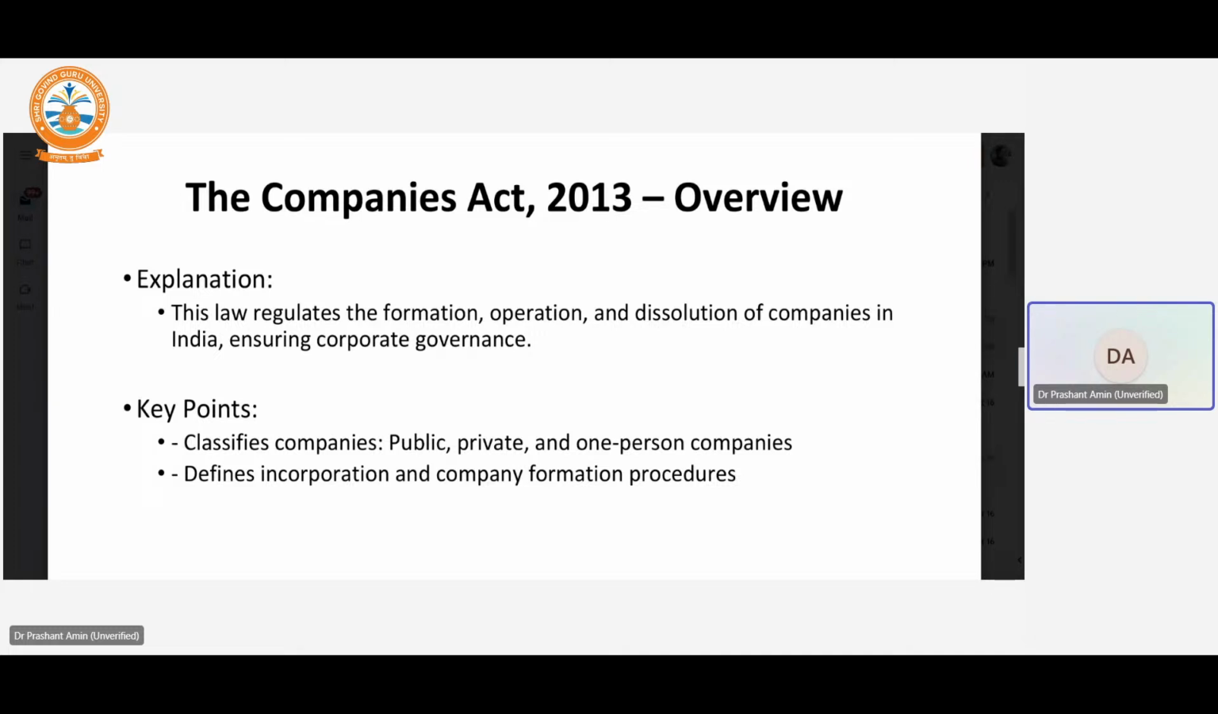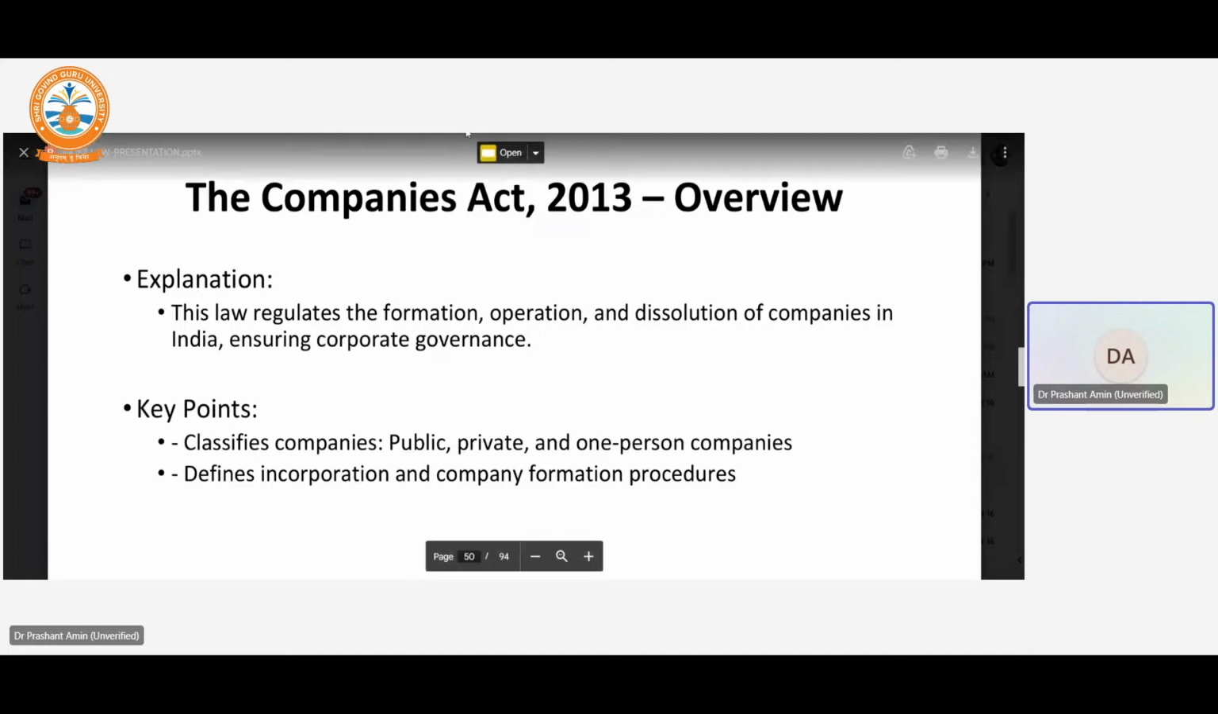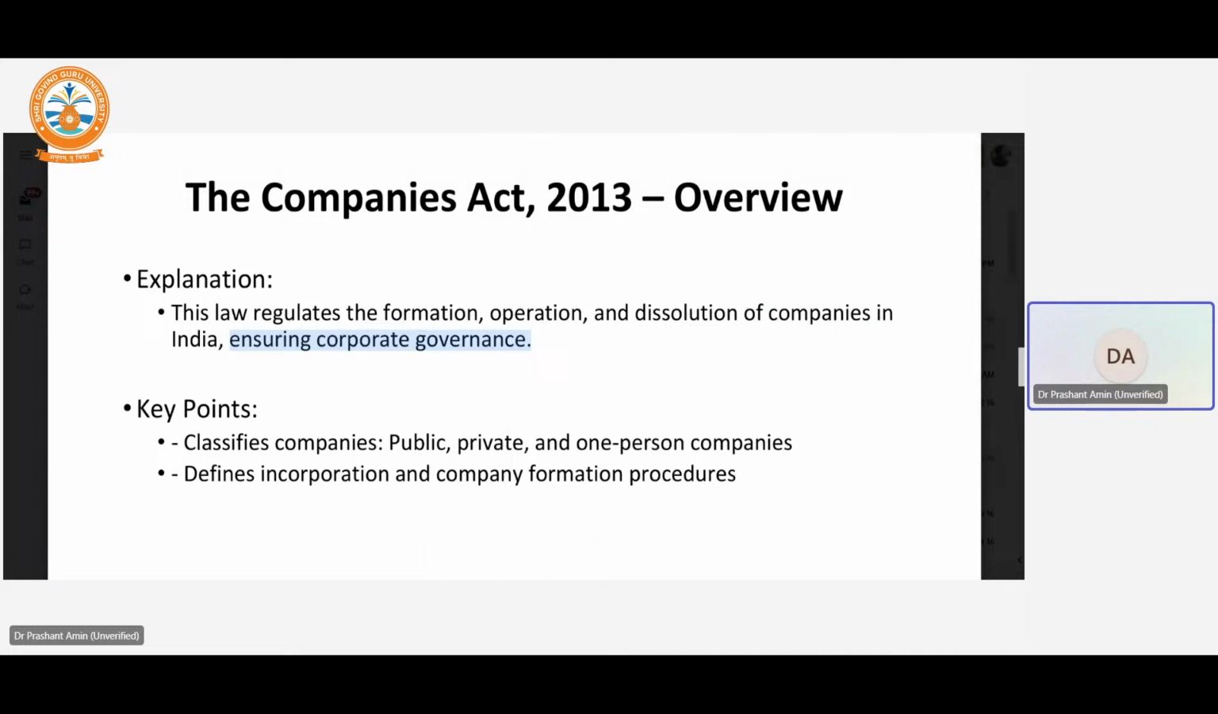And for the dissolution of the company, there is another act, which is not in our course, but that is called the Insolvency and Bankruptcy Code 2016. We will not study that now, but it covers dissolution of companies in India, and it ensures corporate governance. Corporate governance means how the company can be governed in a positive manner, not cheating, not doing business by cheating the clients or customers or the persons the company is dealing with, right? So that is the main object of the Companies Act 2013.